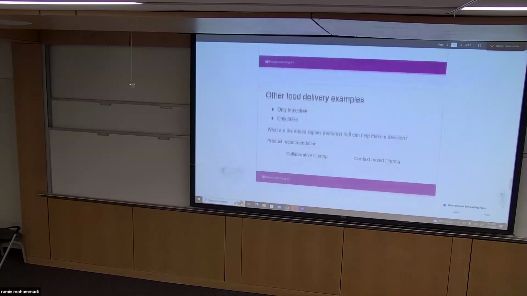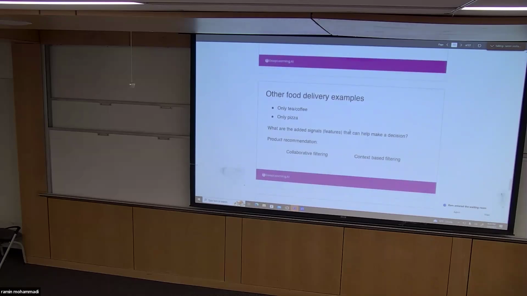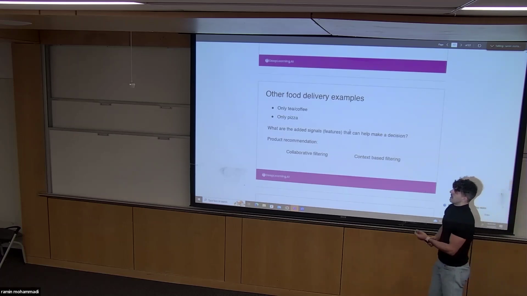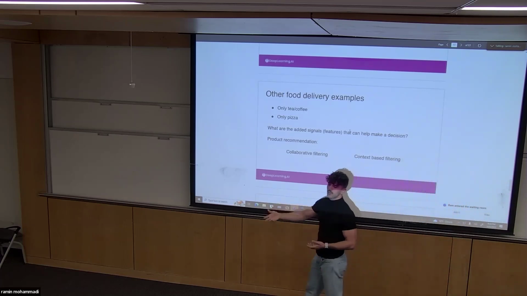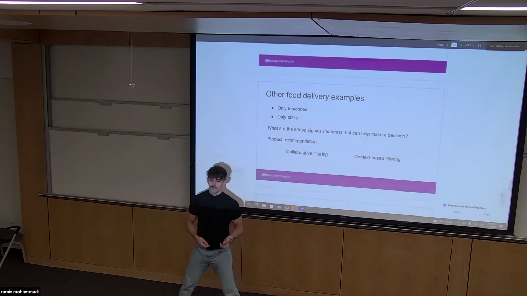Now, let's do another example. Let's say you do a food delivery, it's a similar thing. You only have tea, coffee, or pizza, and you want to say that using these signals, how could you recommend? What should we recommend to a user? What do they want, right?